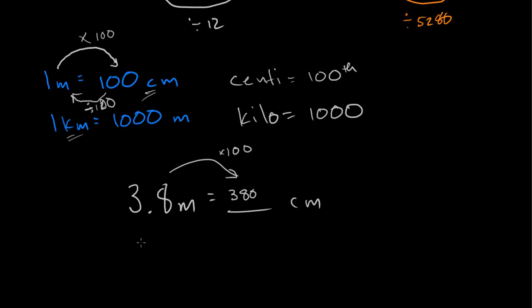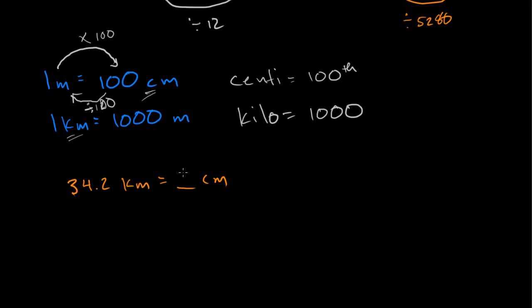To go from centimeters to meters then, let's say I had 45 centimeters and I wanted to convert it into meters, I'd use the conversion fact going the other direction, from 100 to 1. In this case, from centimeters to meters, I'm dividing by 100. And 45 divided by 100 is 0.45. So 45 centimeters is 0.45 meters, or 45 hundredths of a meter.